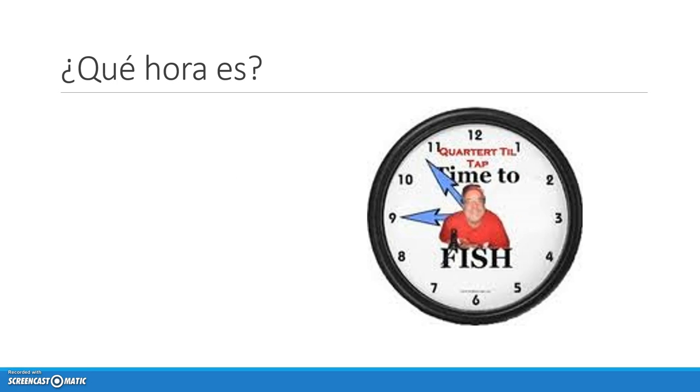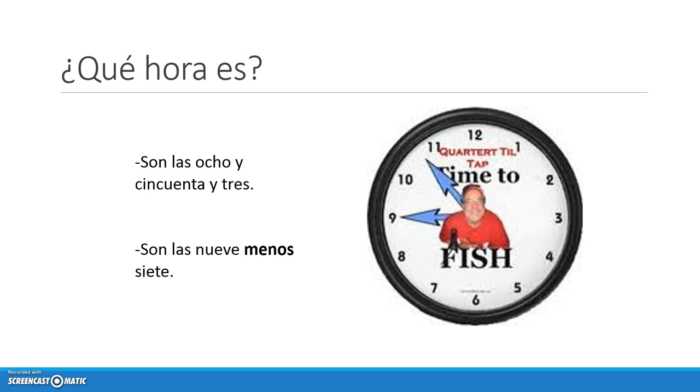¿Qué hora es? Two ways to say this as well. We can say son las 8 y 53 because it's 8 o'clock with 53 minutes. Or, since it's almost 9 o'clock, we can say son las 9 menos 7. So we can go the long way. Son las 8 y 53. It's 8 o'clock with 53 minutes. Or we can say son las 9 menos 7.